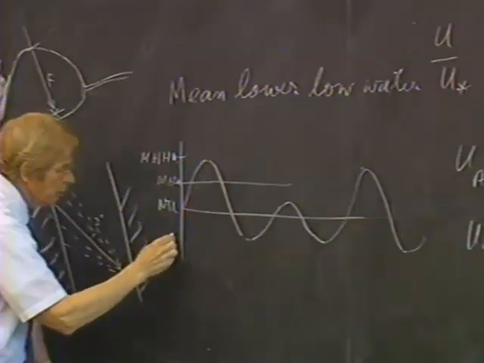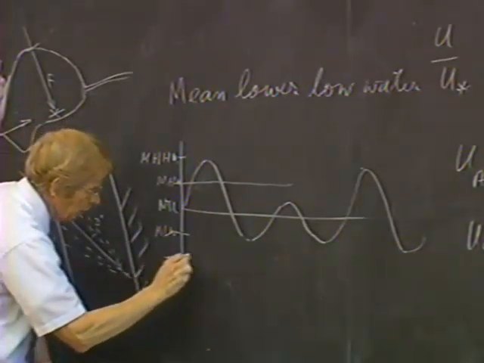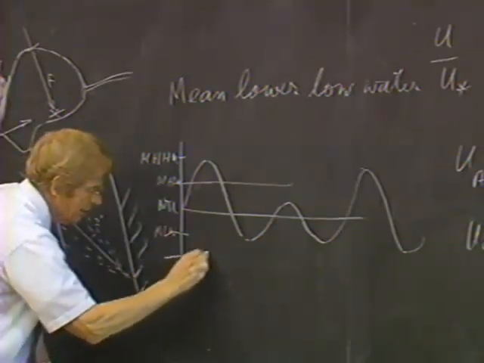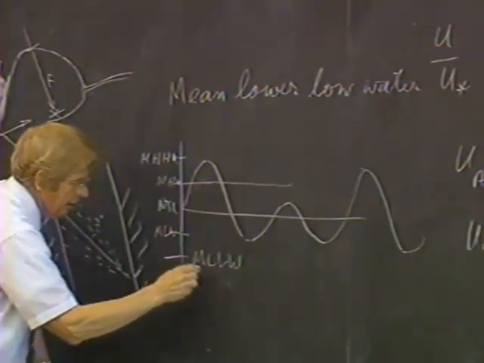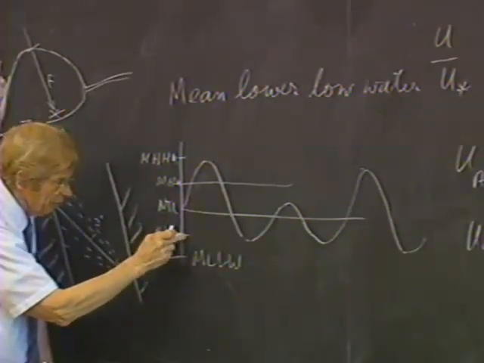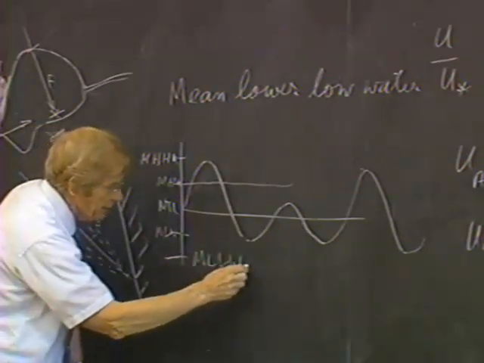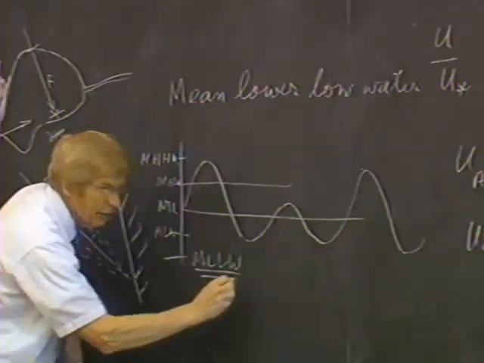And the mean lower low water, mean low water, and mean lower low water are the means similarly of all the low waters and the mean of only the lowest low waters. And this is the one that the navigation charts give the depth for.